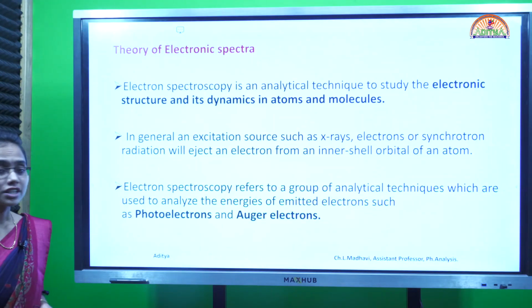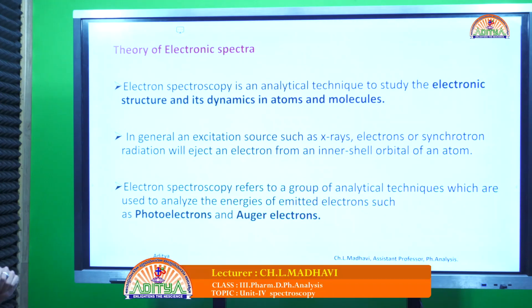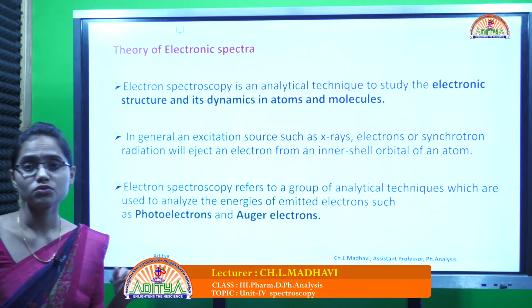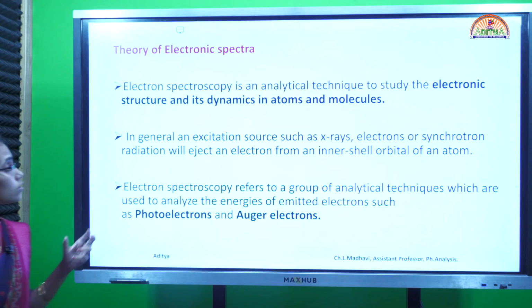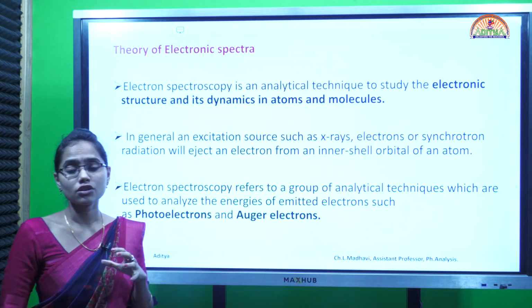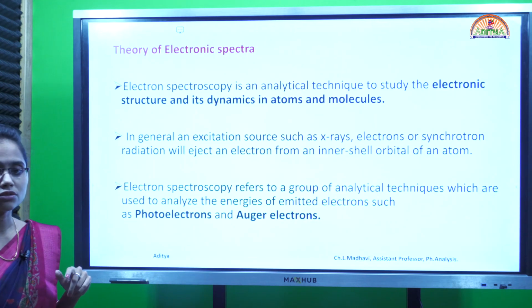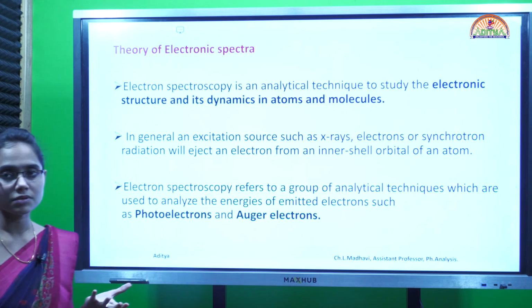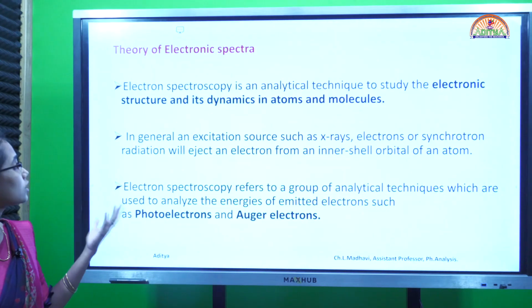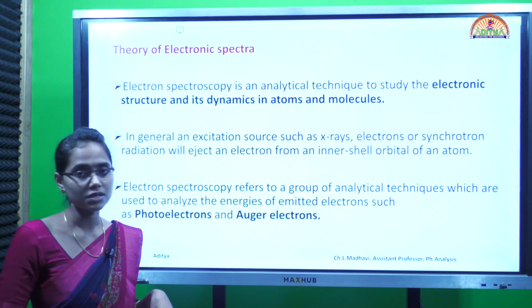So the theory of electronic spectra. Electron spectroscopy is an analytical technique which is used to study the electronic structure and also the dynamics of the electrons which are present in atoms and molecules. It's completely about studying how the electrons are arranged in an atom or molecule and what the various dynamics of the electrons present in them are.